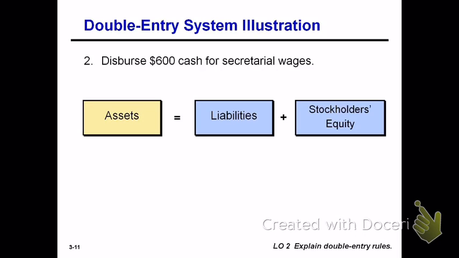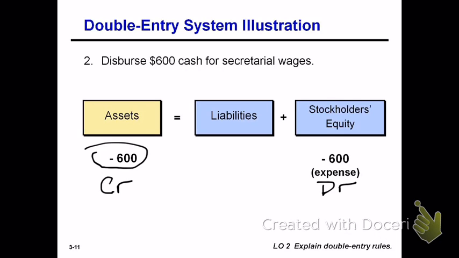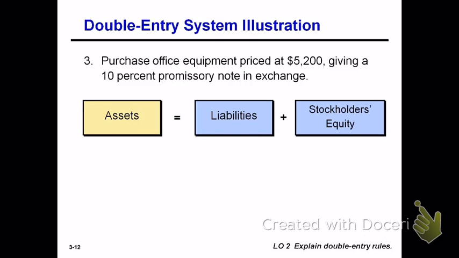So disbursing $600 cash for secretarial wages, so the cash is decreased, and this would be an expense. It's an asset that has been consumed in the course of doing business. So an expense, again, is a negative stockholders' equity. So you'll see the negative stockholders' equity. You'll see that assets are going to have a credit because their normal balance is a debit, and this is a minus, so it's a credit. Stockholders' equity is going to get a debit. The normal stockholders' equity is a credit, and because this is a minus, it would have to be a debit.